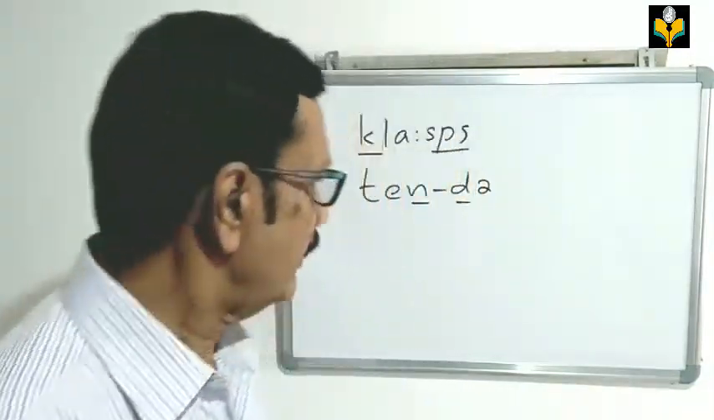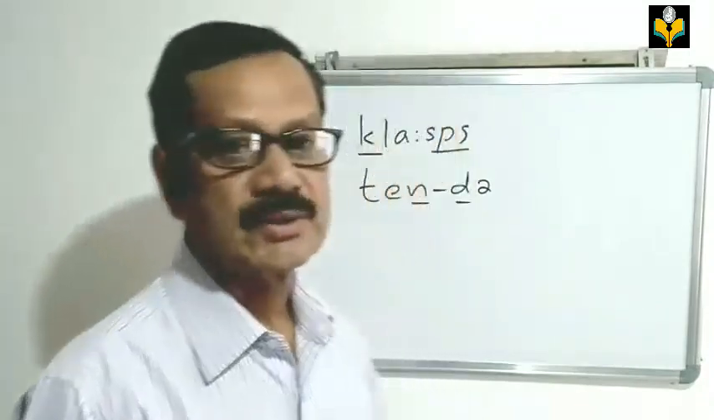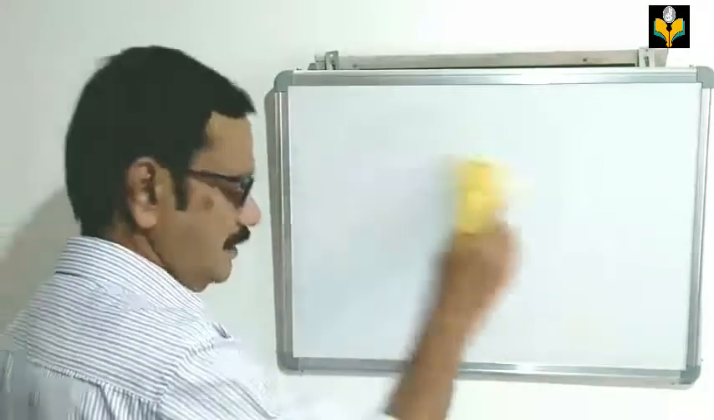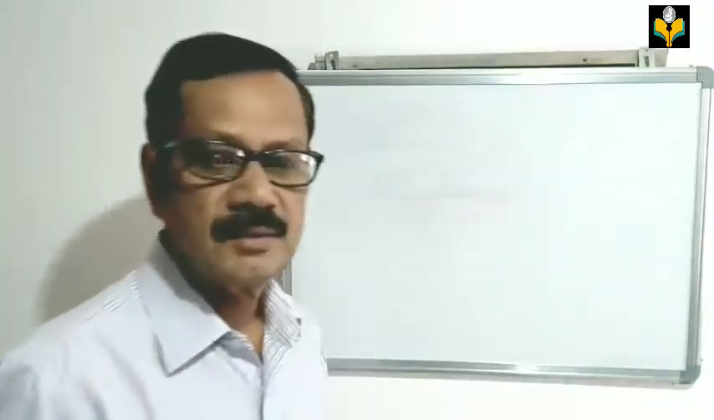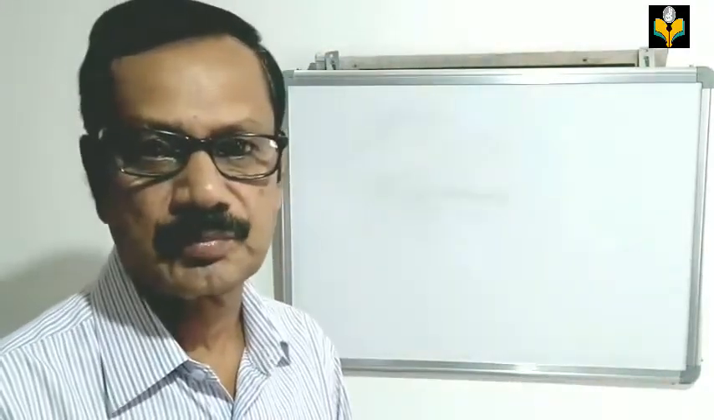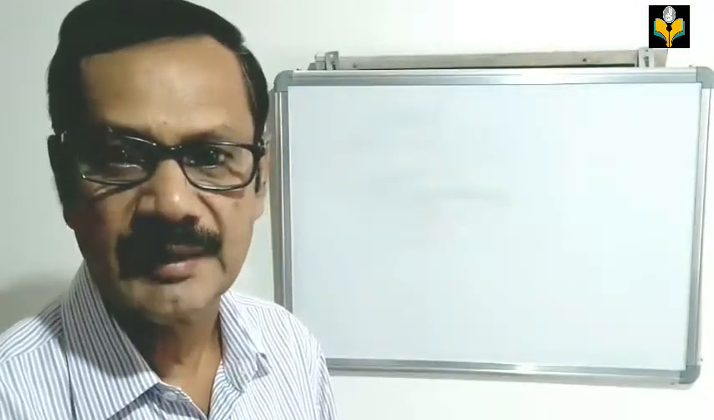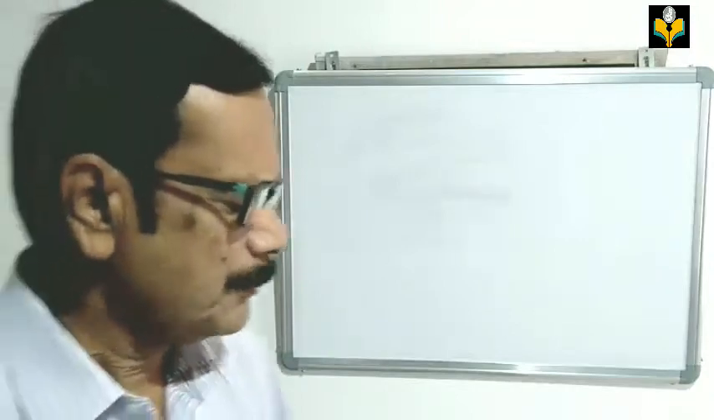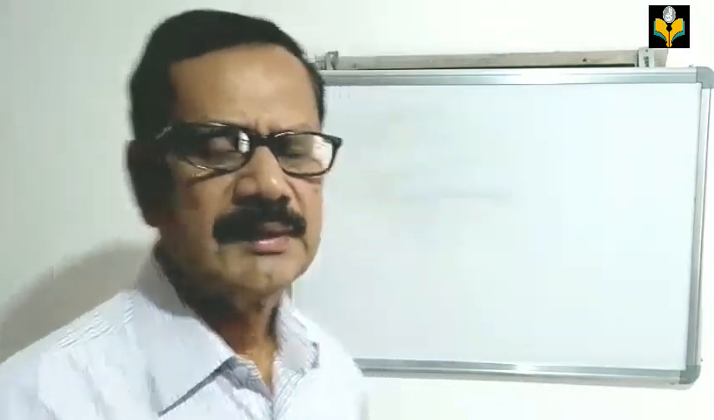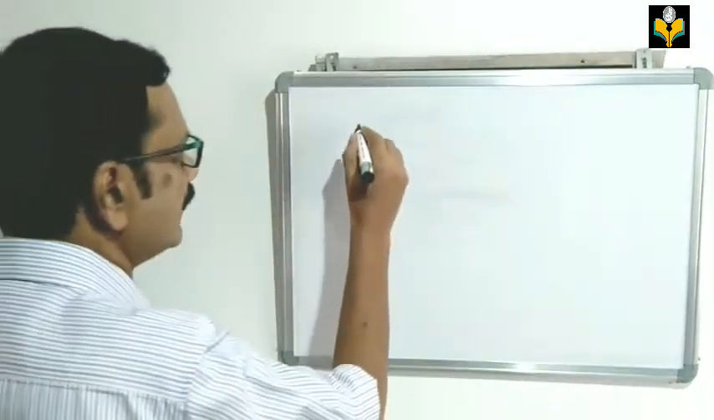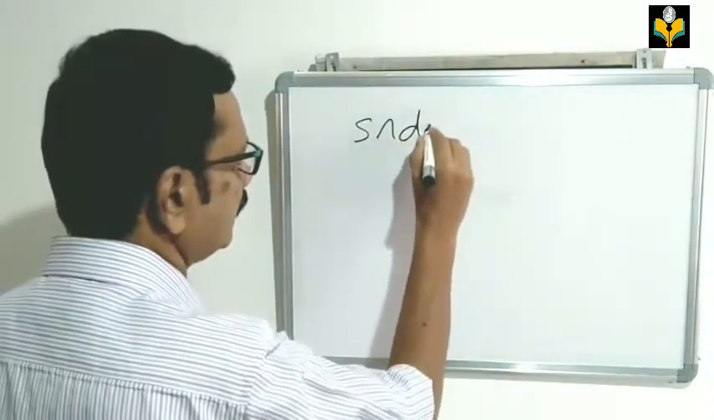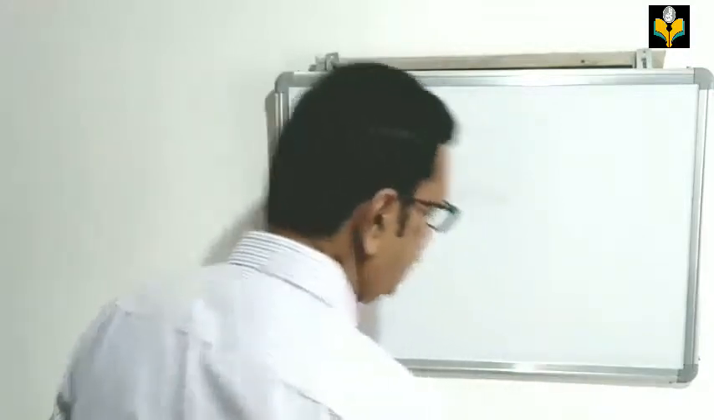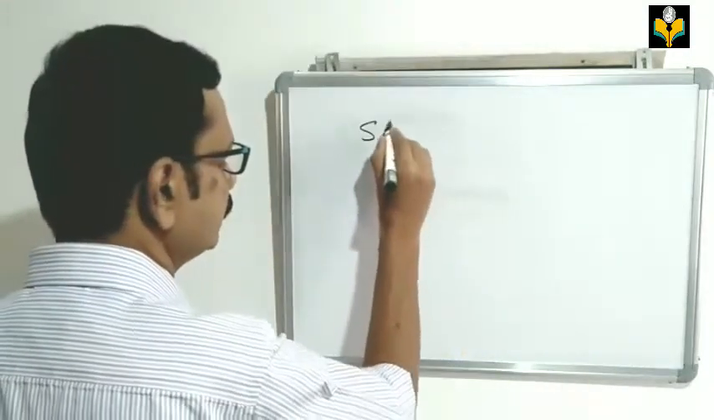Then another term is syllabic consonant. So what is a syllabic consonant? We know that a vowel is the nucleus or syllabic element of a syllable. Vowel is the nucleus here. In some cases, just like sudden, the syllabic division is like this.